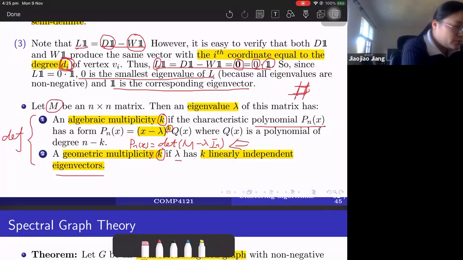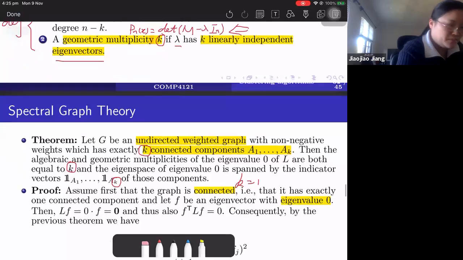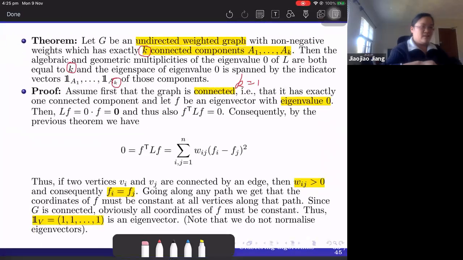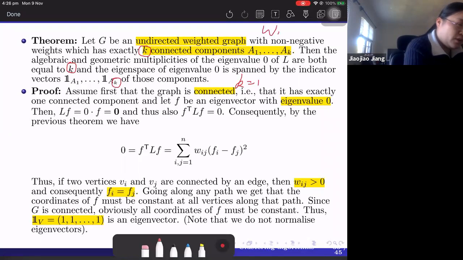We will use these two definitions in the next theorem, and from this theorem, you will see how we develop spectral clustering. All right, so this theorem: let G be an undirected weighted graph with non-negative weights, which means the W_ij are non-negative, and which has exactly K connected components, from A1 to AK.